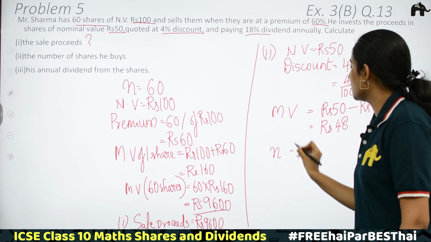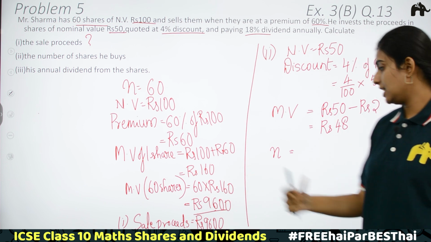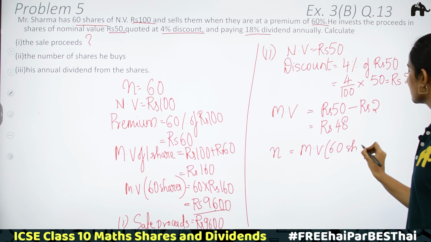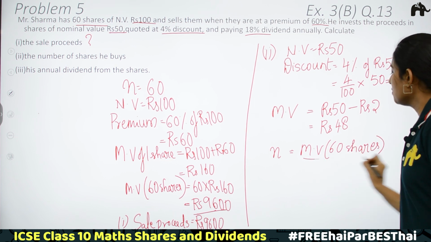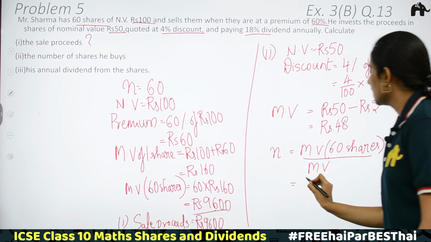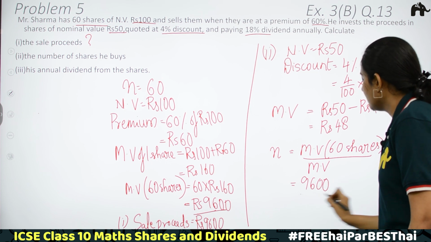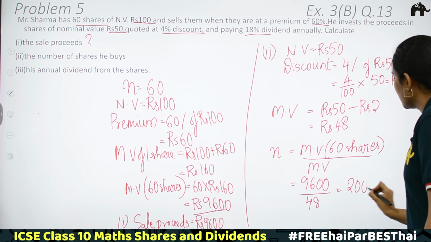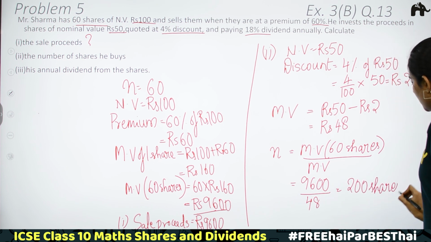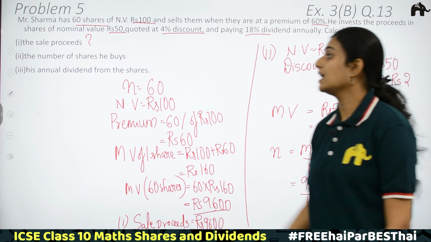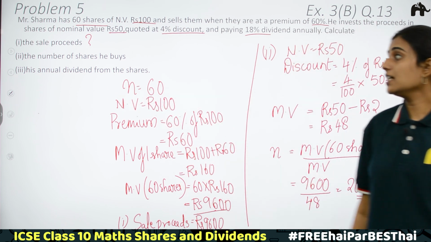Number of shares is equal to market value of 60 shares divided by market value of one share. That is 9,600 divided by 48. You will be getting 200 shares. Yes, this is our second part. Now, we have to find the third part, that is his annual dividend for the shares.